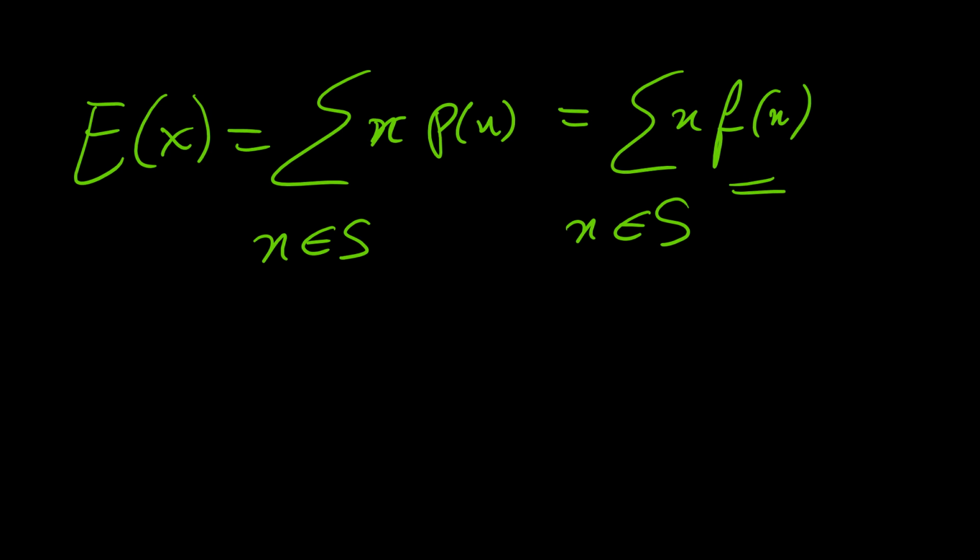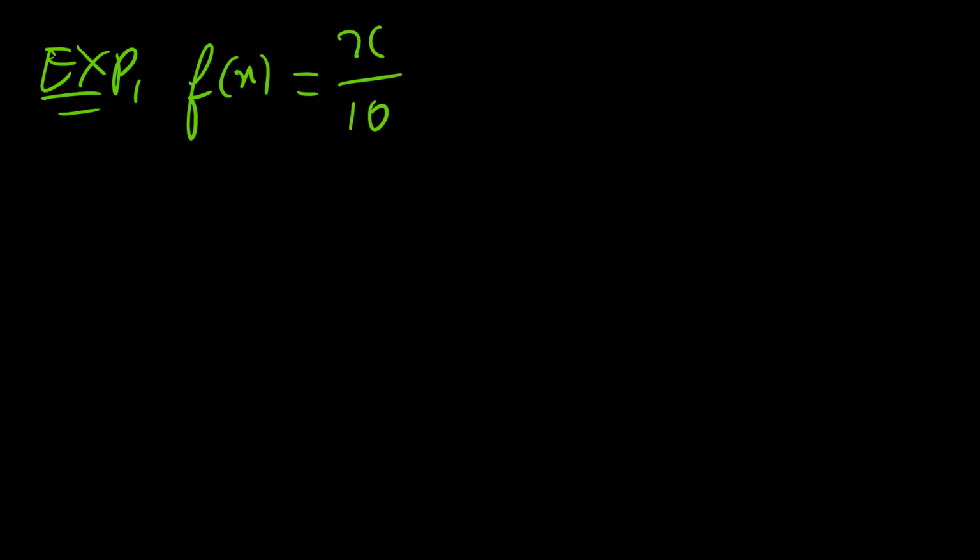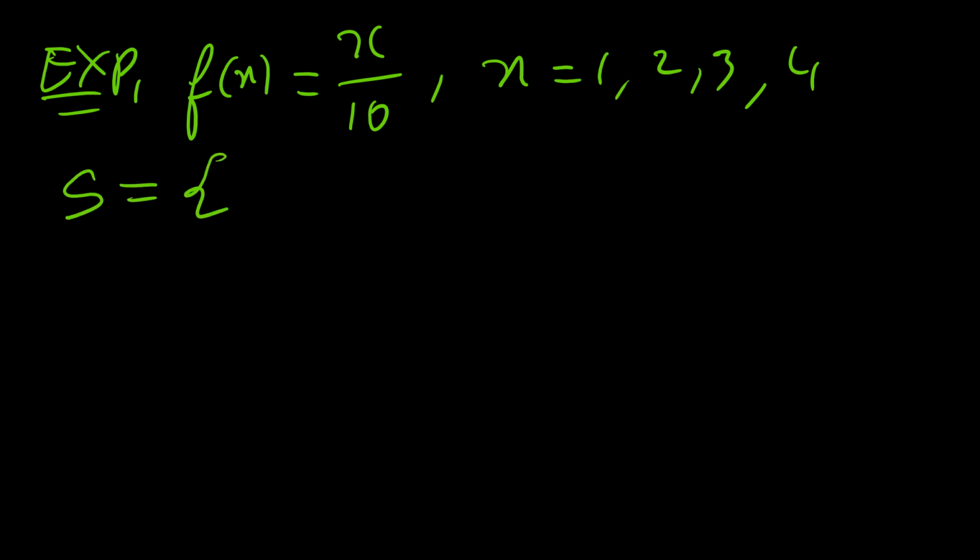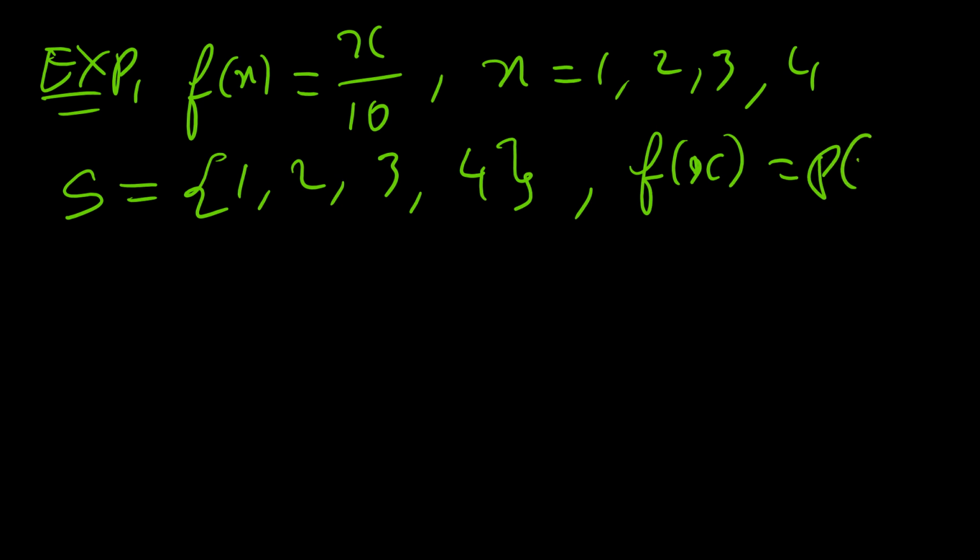So let's say we have a specific function. For example, example 1: we have f of x equal to x over 10. X can take the value of 1, 2, 3, and 4. So in this case, the sample space is the set 1, 2, 3, and 4, right? And this f of x is the probability that X equals x. To get that probability, we just replace whatever x by x in this expression.